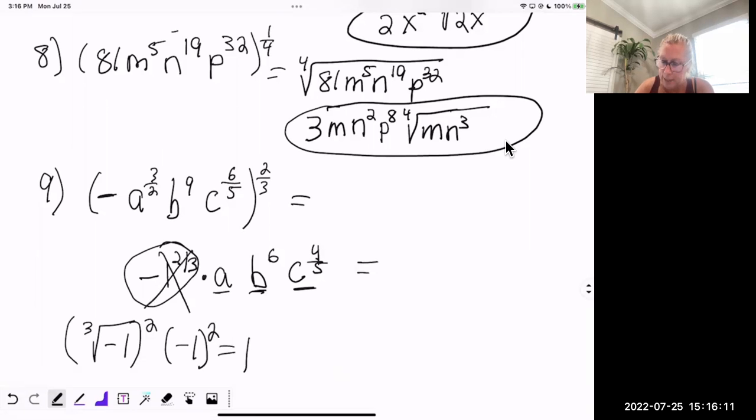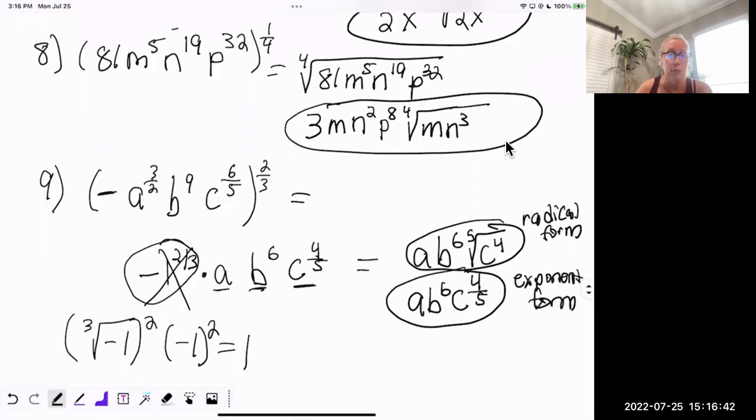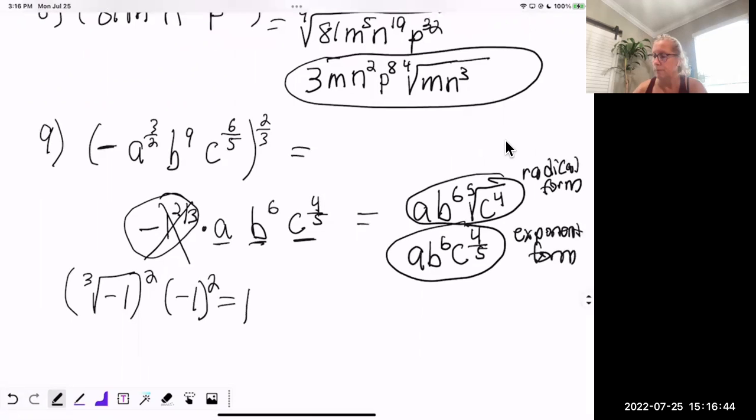So what's my answer? My evens are A, B to the 6. The only one that's a root is C to the 4th. Now, it's also very possible they ask you to keep your answer in exponent form, and you would just write this. So this should be simplified radical form. This should be simplified exponent form. They could ask you to answer either way. Put it in radical, leave it in exponent form.